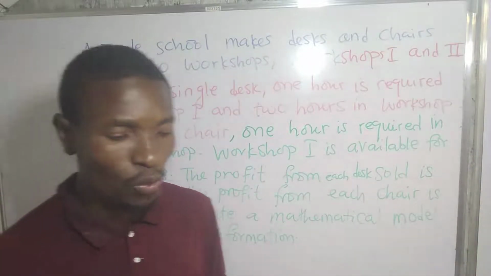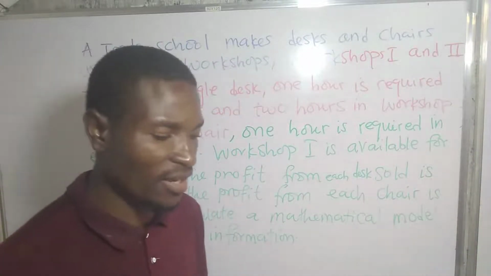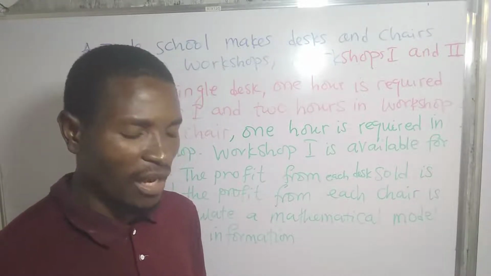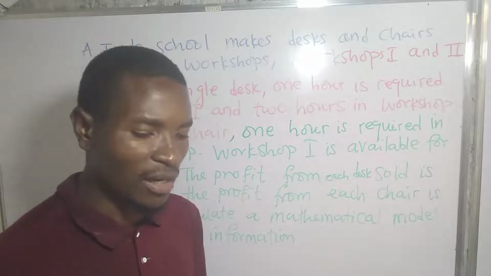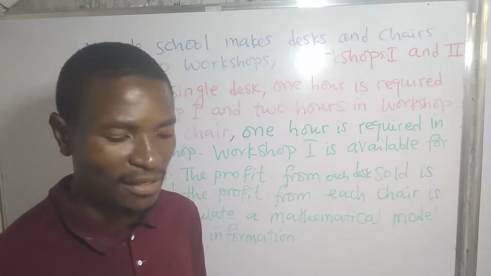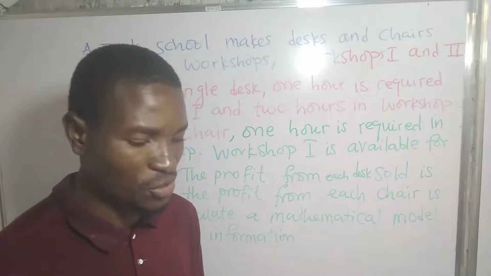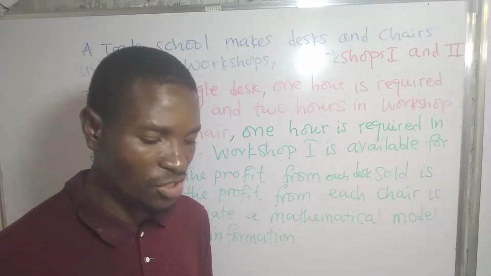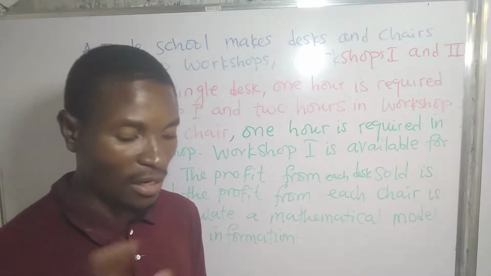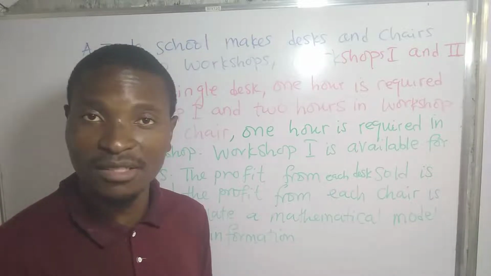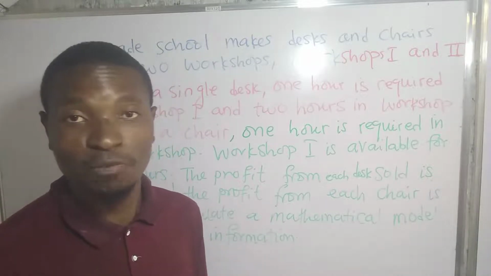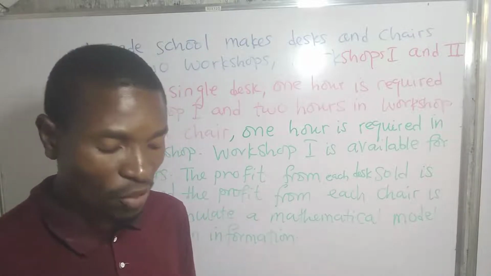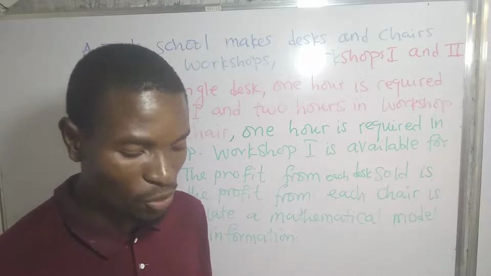a trade school makes desks and chairs using two workshops, 1 and 2. To make a single desk, 1 hour is required in workshop 1 and 2 hours in workshop 2. For a chair, 1 hour is required in each workshop. So one chair requires just 1 hour in each of the workshops, meaning workshop 1 and workshop 2.